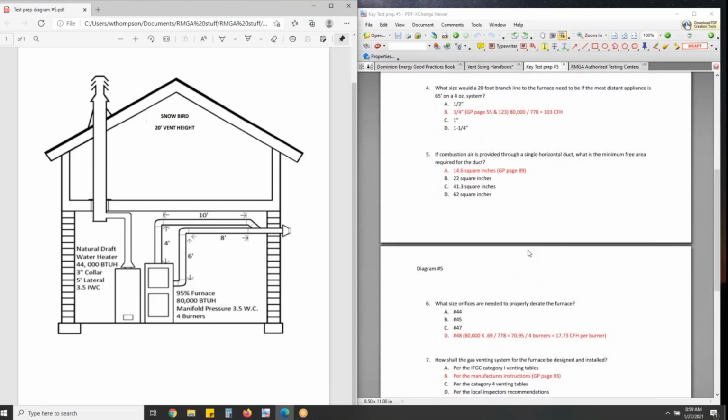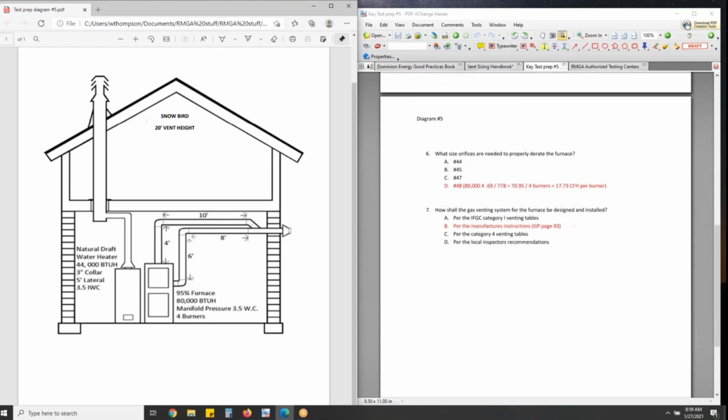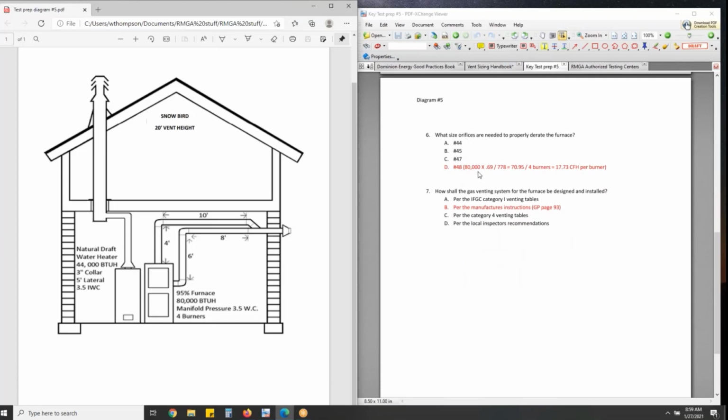Good deal. Okay. If combustion air is provided through a single horizontal duct, what is the minimum free area required for the duct? 14.6 square inches, and I found the information I needed for that on the Good Practices book, page 89. Again, we're only providing combustion air for the water heater because this thing's a direct vent appliance. Okay. What size orifices are needed to properly derate the furnace? Number 48, there's the formula. Okay. Everyone get that one?